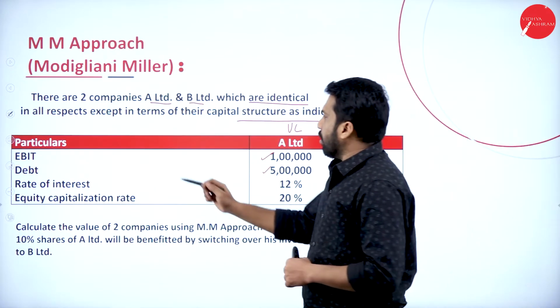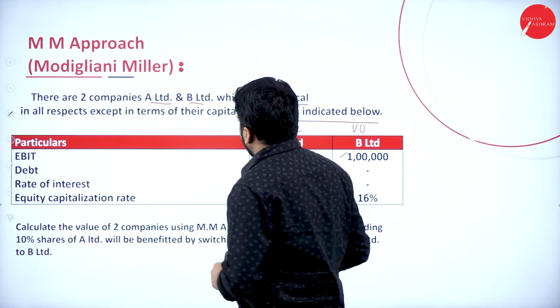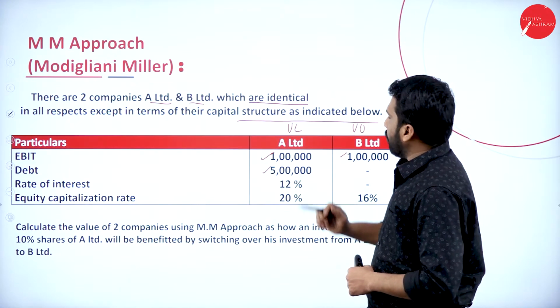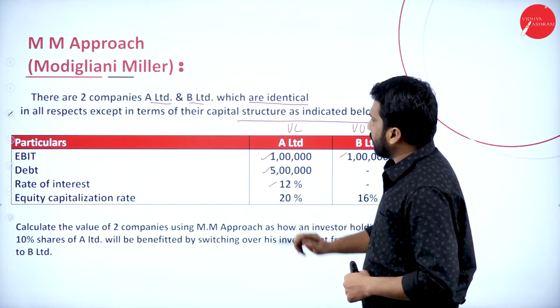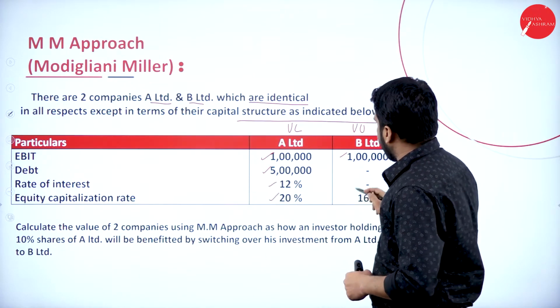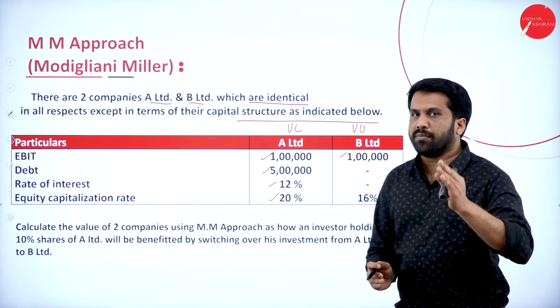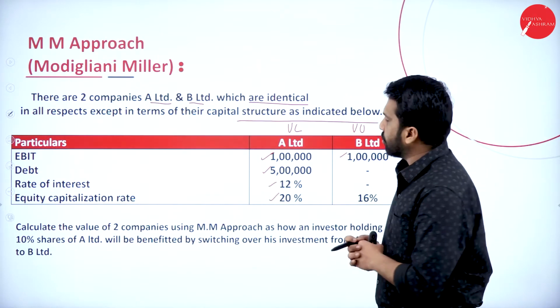Yes. So we got EBIT of 1 lakh and 1 lakh, debenture of 5 lakh and nil. Rate of interest will be 12%, and equity rate is 20% and 16%. Exactly similar to your previous problem. You do it better actually.